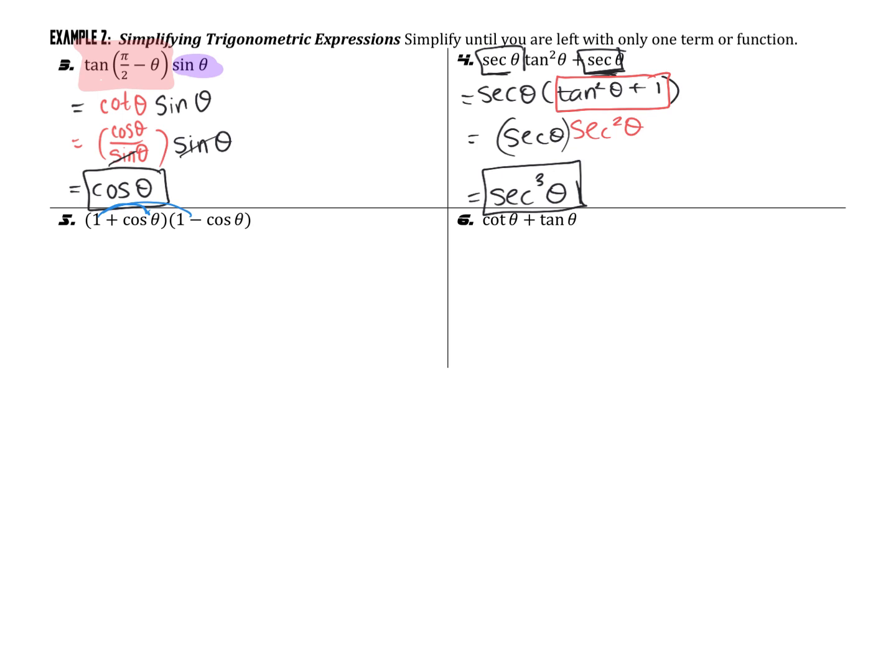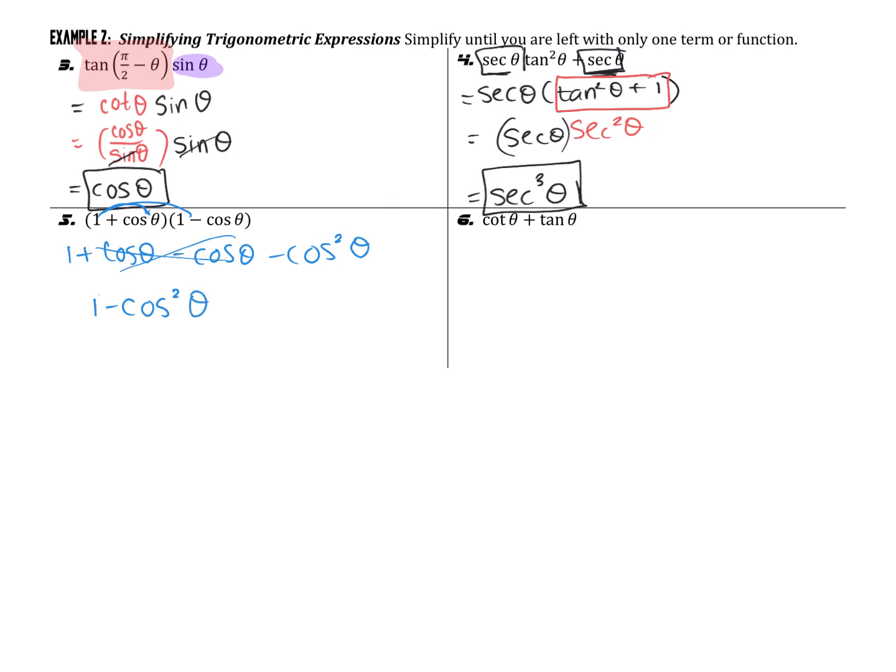And this is the difference of squares. So when I do that distribution, the middle term is going to add to be 0. So I'm going to pretend that I didn't notice that. I would get 1 plus cosine theta minus cosine theta minus cosine squared theta. And these two cosines in the middle are going to simplify. So by multiplying, we just end up with 1 minus cosine squared theta.